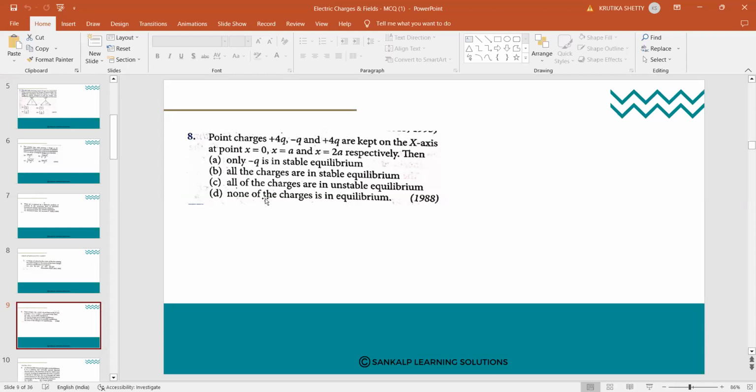Then what are the options? Only minus q is in a stable equilibrium. All the charges are in stable equilibrium. All of the charges are in unstable equilibrium. None of the charges is in equilibrium.